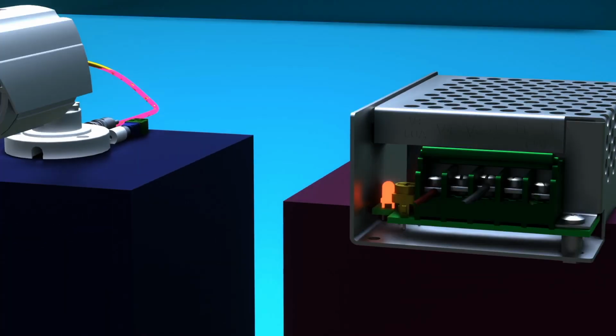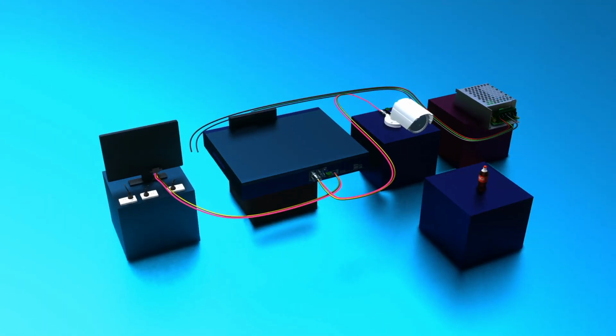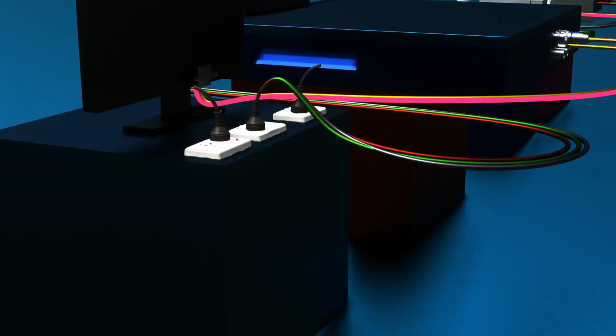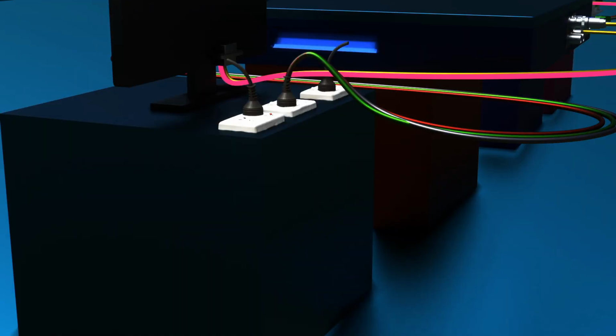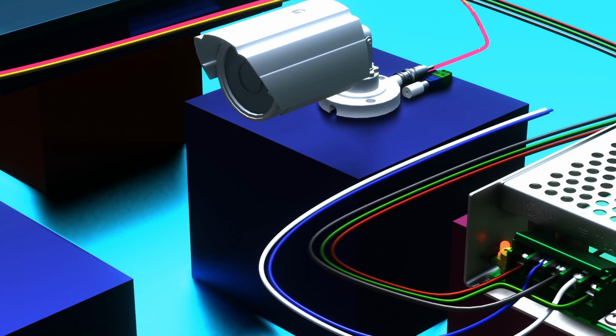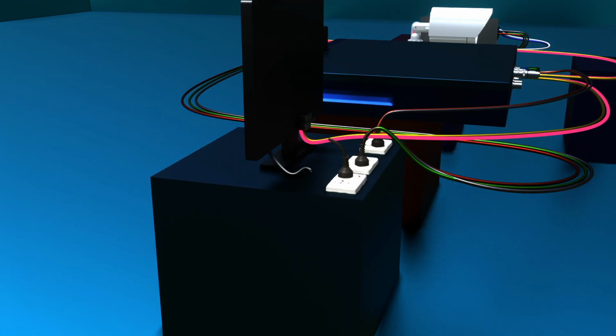Power is supplied to the system using a single-phase AC power supply consisting of live, neutral, and earth wires. The AC power is converted into DC power by the camera power supply unit and delivered to the camera through power connectors. The DVR is supplied with single-phase AC power. The monitor is also supplied with single-phase AC power.